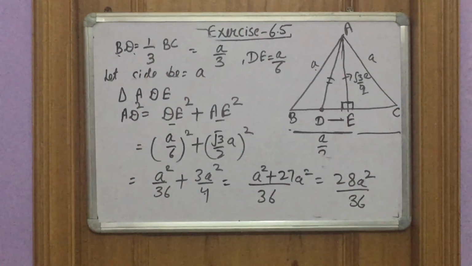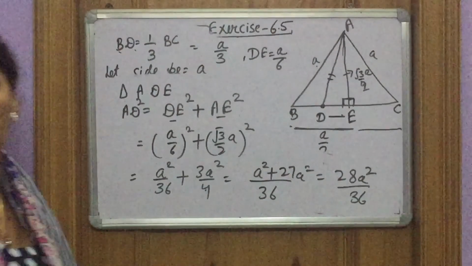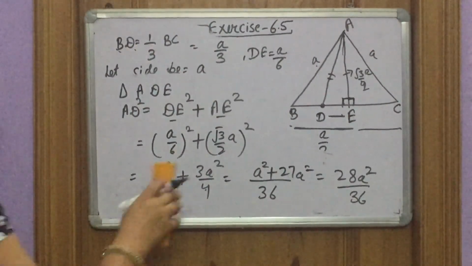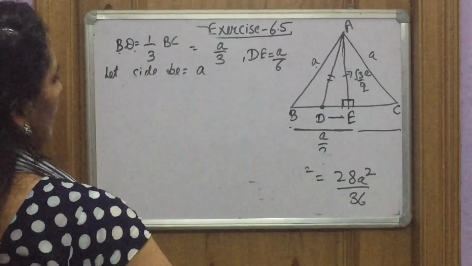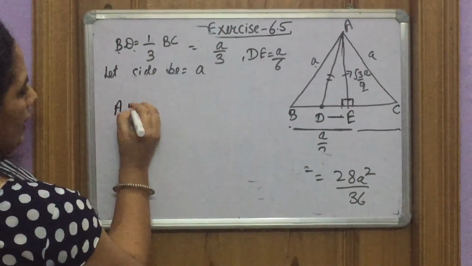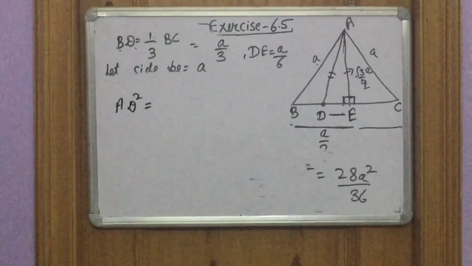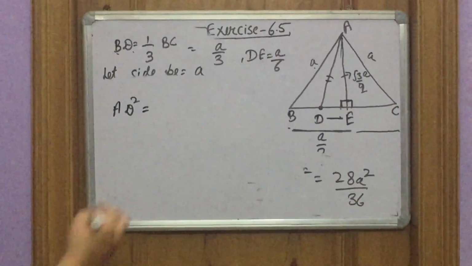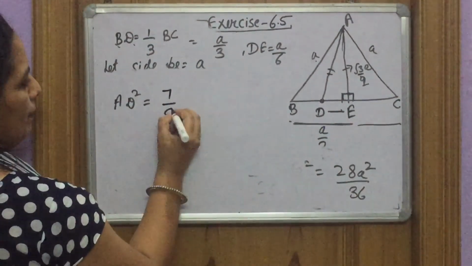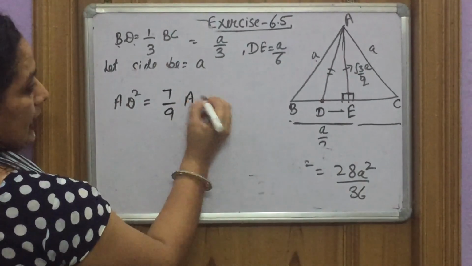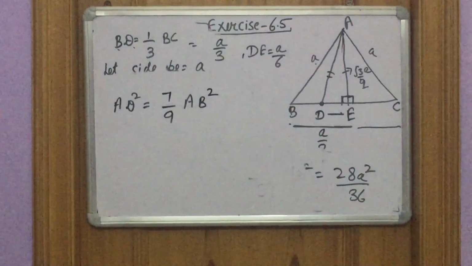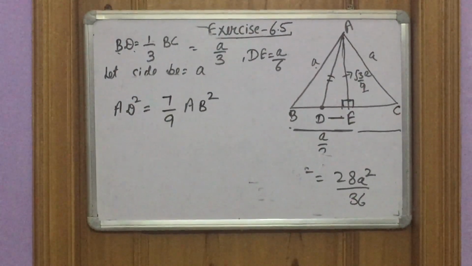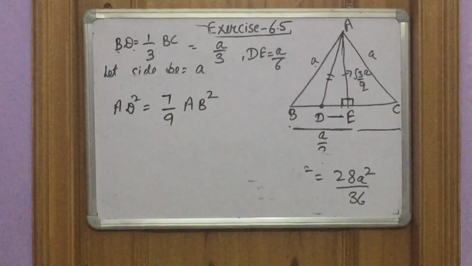We can cancel these terms. So in the left hand side we have AD square, and in the right hand side we can cancel these terms. Then we will get 7 by 9 a square. a is any side of this triangle. When we cross multiply these terms, then we'll get the final answer.